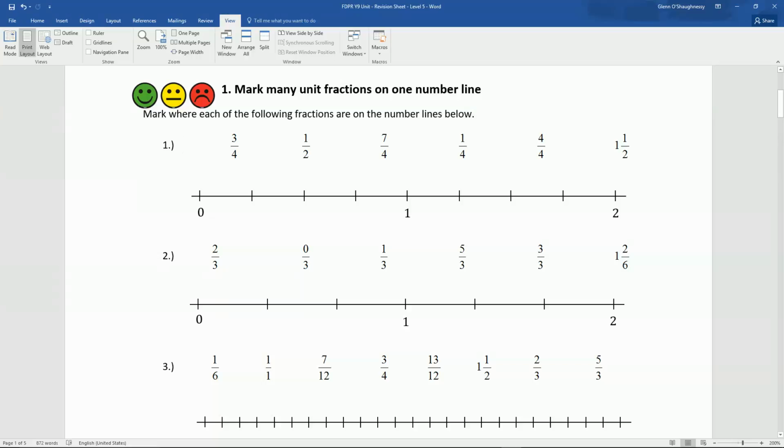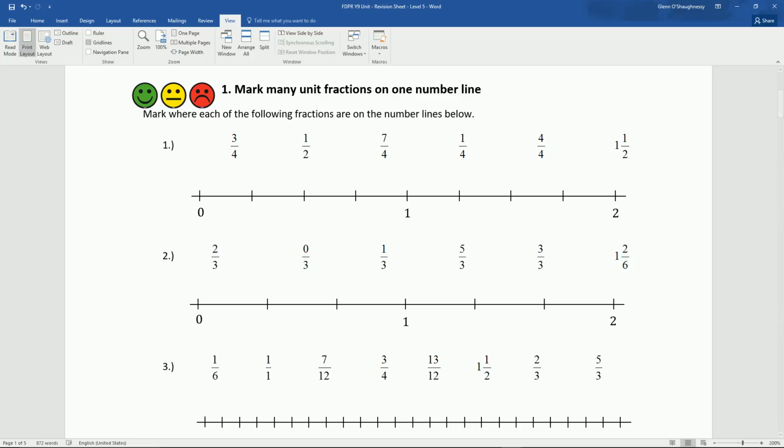All right, in this video, we're going to look at how to put and mark fractions on a number line. Okay, so the trick here is, if we look at this first problem that we've got, the trick is to count how many sections the number line is split into. So you can see we've got the number 0 here, 1 here, and 2 here. Okay, so 1, 2, 3, 4 sections. So we're dealing in fourths.